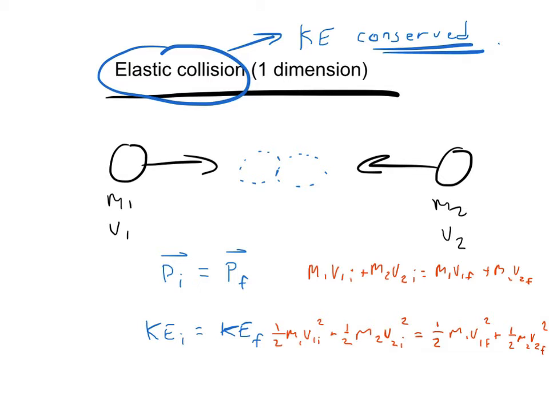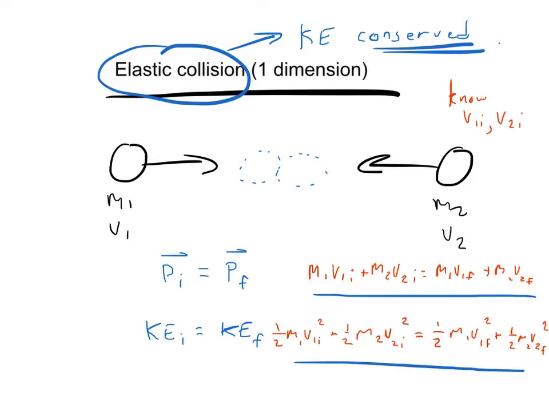So we've got the system of equations, and let's say that we know the initial conditions. So we know V1 initial and V2 initial. What we'd likely want to find out are V1 final and V2 final. And since we have two equations here, and we want to discover two unknowns, we're going to be able to do that.